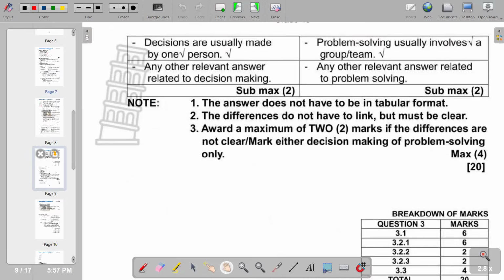So we're going to continue watching in terms of those discrepancies that we have between decision making and problem solving, in terms of the two discrepancies that we have. So that is the last part that we have in terms of our question 3. With that, we move on to the next question, which is our question 4.